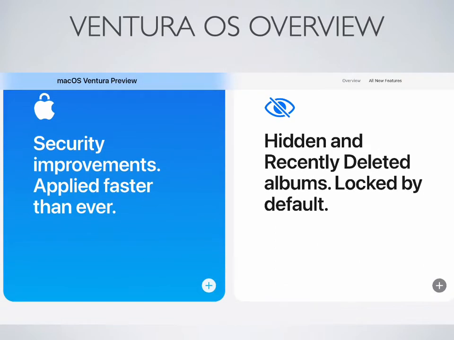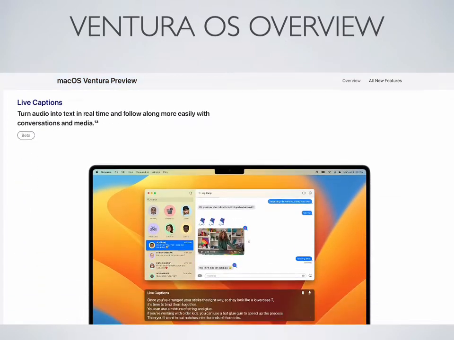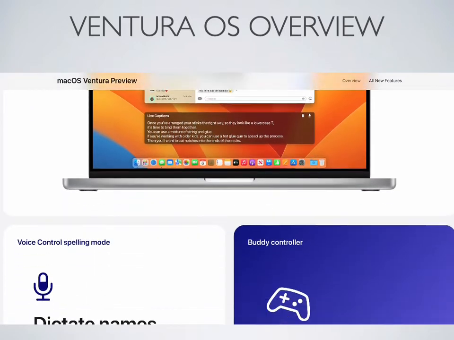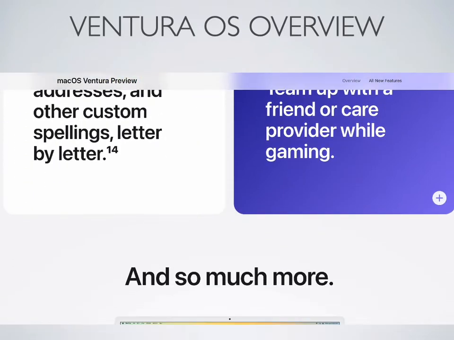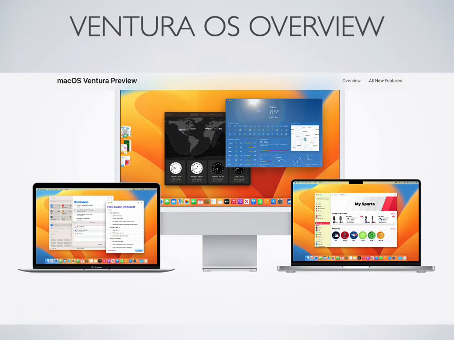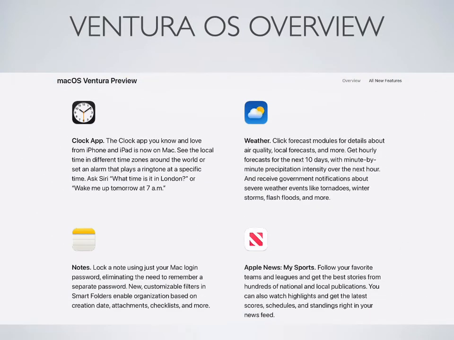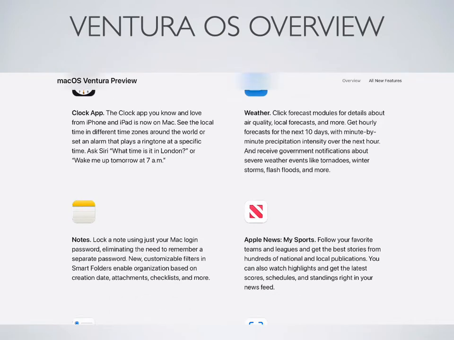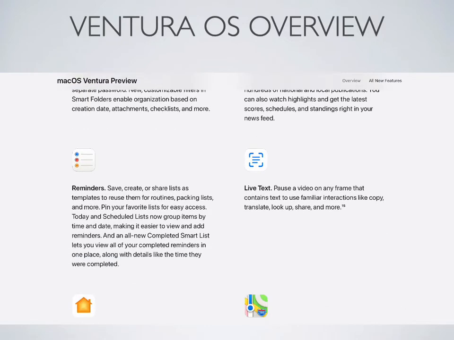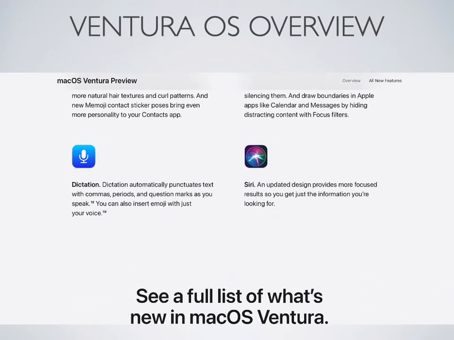There's a lot of security improvements that are going to be coming to Ventura. Accessibility, they're going to have live captions. You can turn audio into text in real time. There are also some changes coming as far as intuitive spelling and some other things that are going to be really nice. So the clock is coming to your Mac. Notes, you'll be able to lock and change your notes using the same password that you used to log in. Maps have some new things, so there's some really nice things coming.